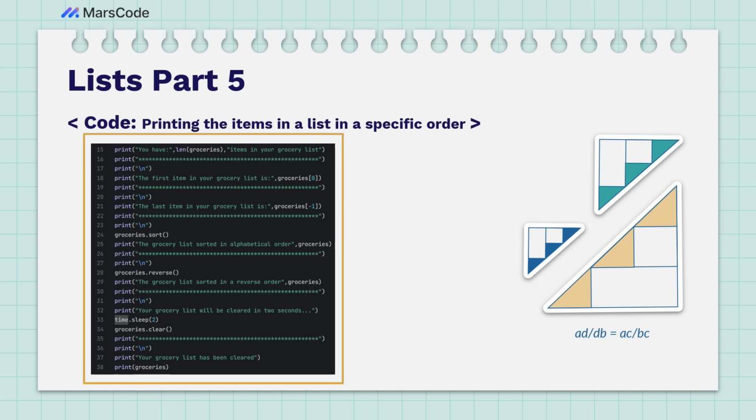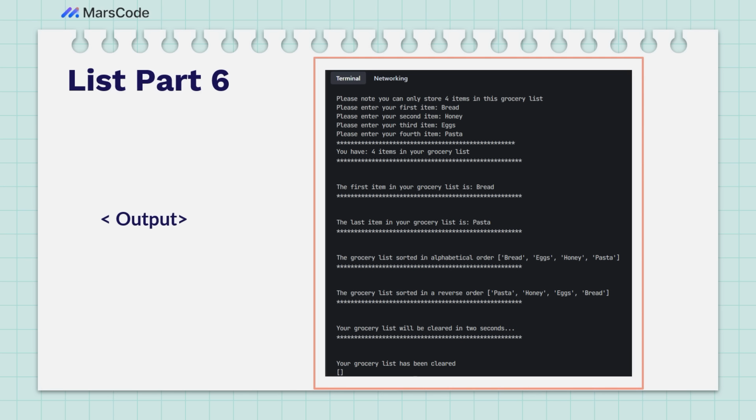So now let's see the run of this program. Here's the run of the program. Here's the output. You can see what happens in the beginning is that it starts to ask the user to enter all those 4 items. And those 4 items have been entered: bread, honey, eggs, and pasta. Then using that len method, it's basically printing out how many items are present in the list. And you can see it saying you have 4 items in your grocery list. That's because we use the len method to figure out how long the list was.